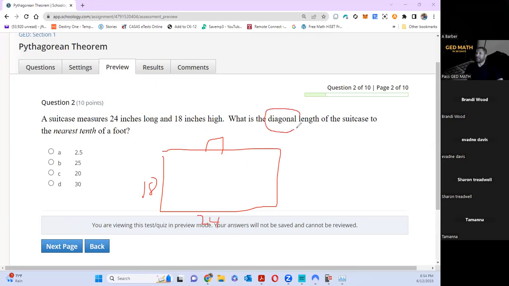This is the key that tells you this is the Pythagorean theorem: the diagonal. That's what tells you. Now, to me, I already know the question, I already know the answer. I don't even have to look at it.